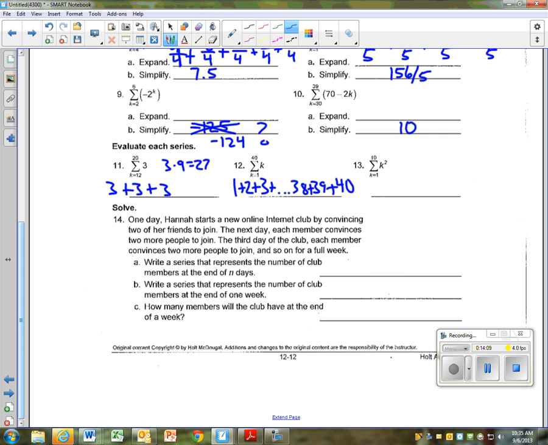We can say, well, there's going to be how many pairs? 20 pairs of 41. It's 20 times 41, 820. Now you've got the sum from k equals 1 to 10 of k squared.